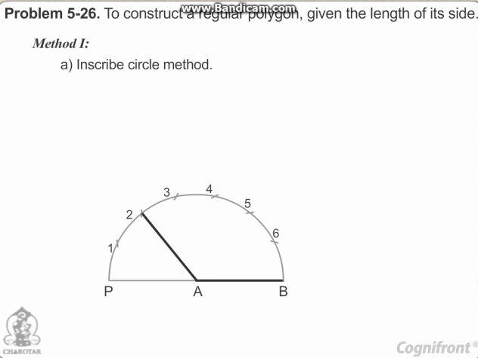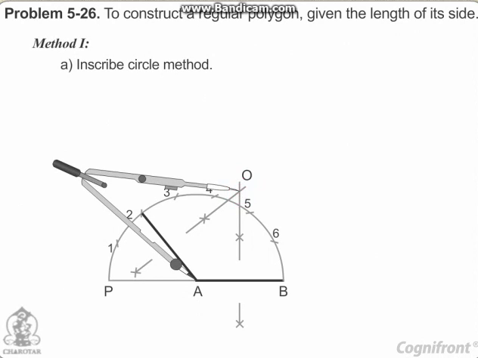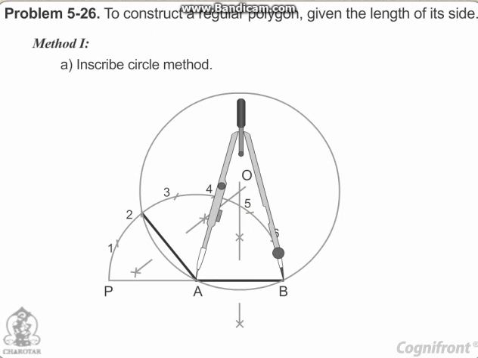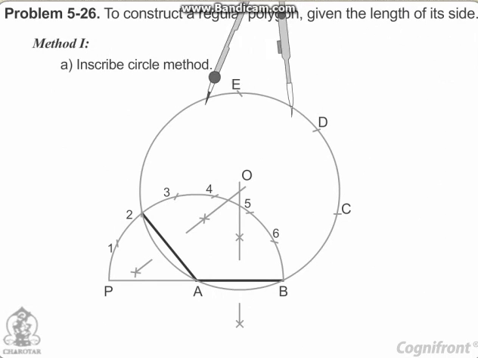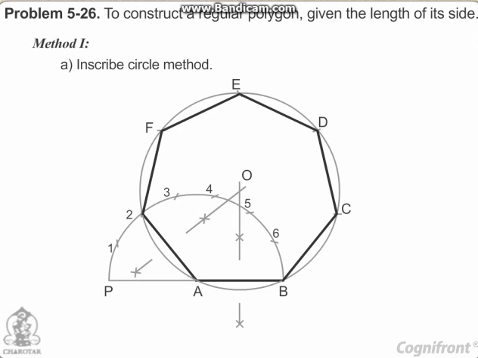Inscribed circle method. Draw perpendicular bisectors of A2 and AB intersecting each other at O. With center O and radius OA, describe a circle. With radius AB and starting from B, cut the circle at points C, D, etc., up to 2. Draw lines BC, CD, etc., thus completing the required heptagon.